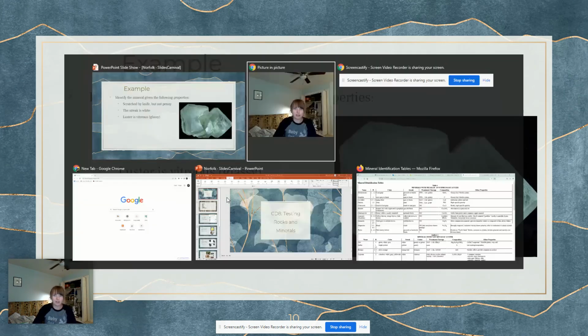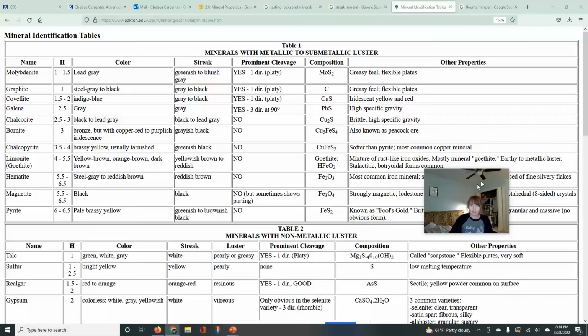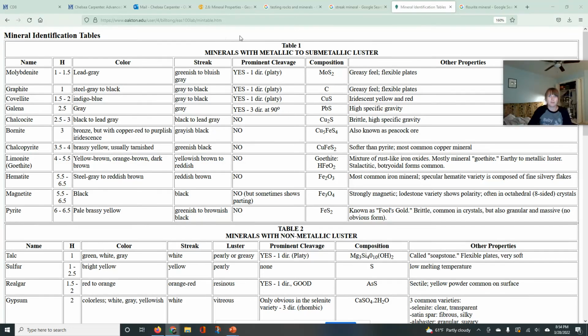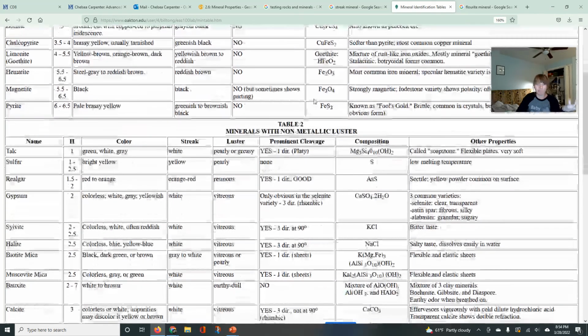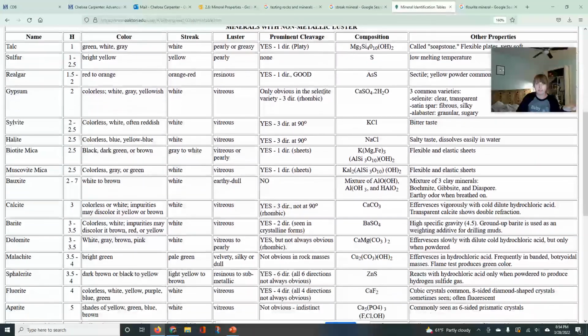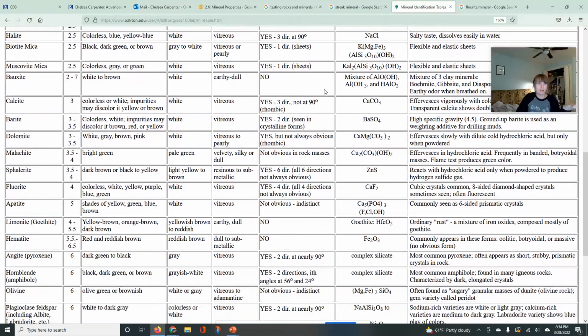So let's go over to this big table. There's a lot of different mineral identification tables, but this is just the one I found that was useful for me. So we've got two different tables. Minerals with metallic to submetallic luster. So if you know that you have a metallic sample, use this top table. We don't have a metallic sample, so I'm going to go down here.